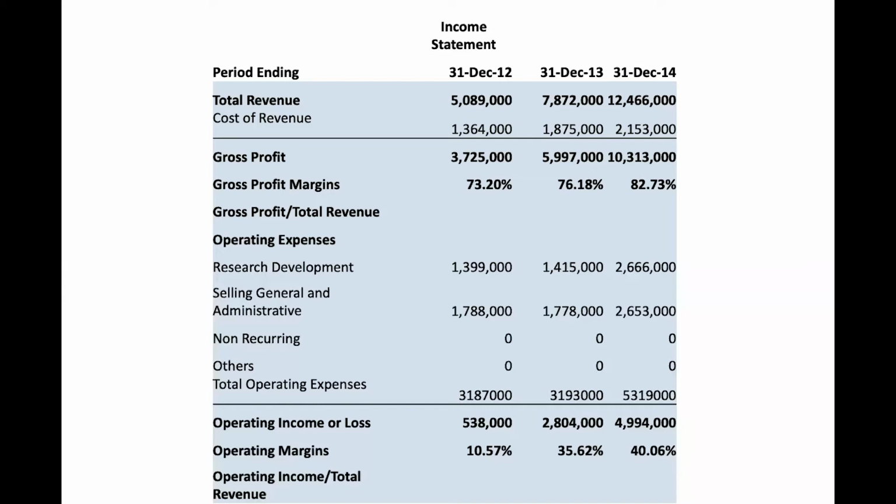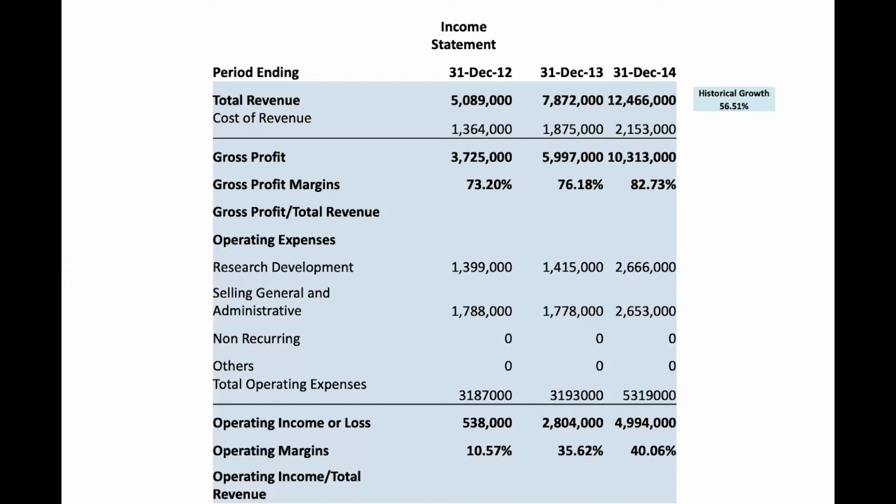From that, you'll see there's a cost of revenue. You'll also see it called cost of goods sold. This is what it costs them to actually produce the revenue that they generated. You take your total revenue, subtract your total cost, and what you're looking at is your gross profit margin.